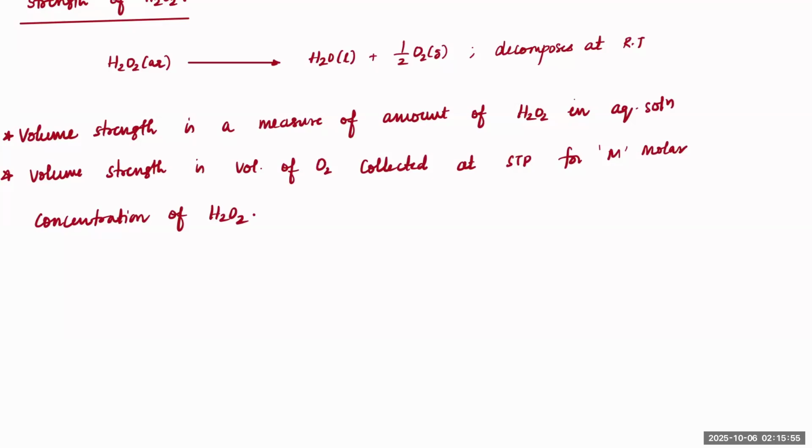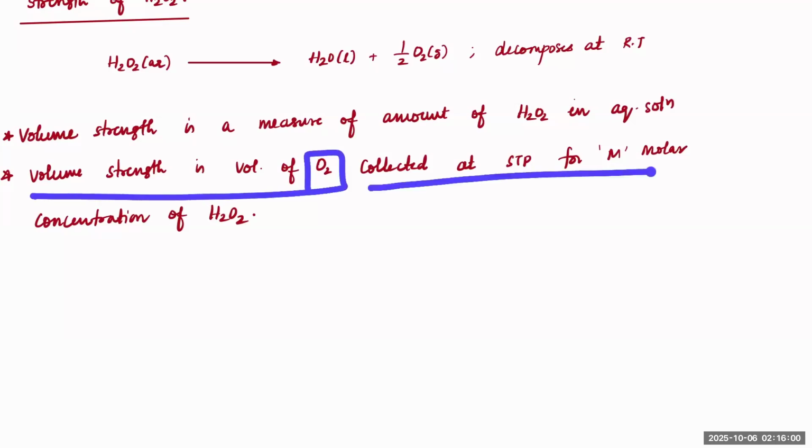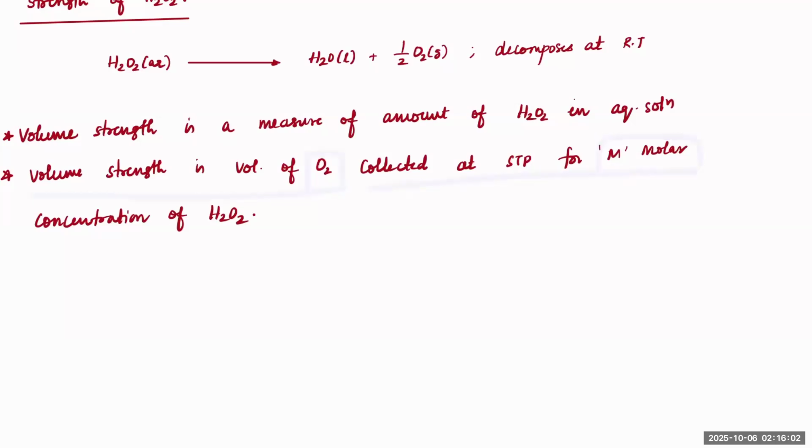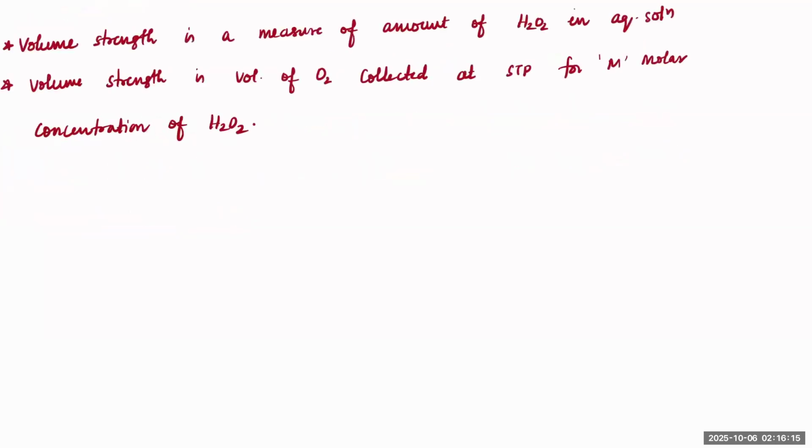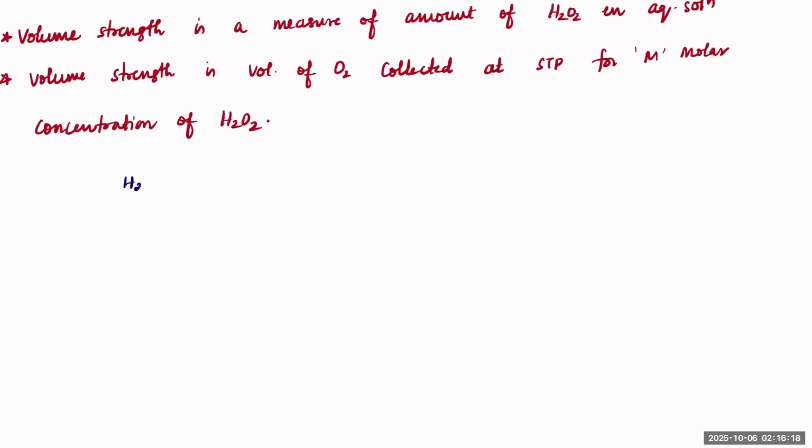How do we do that? Basically, by definition, volume strength is how much volume is collected at STP per molar concentration of H2O2. Okay, so in simple terms, if you want to decode that, what does this mean? Check. If you have peroxide H2O2 in aqueous solution and it is converting into H2O liquid plus half O2 gas. Okay. Now notice what we can write.